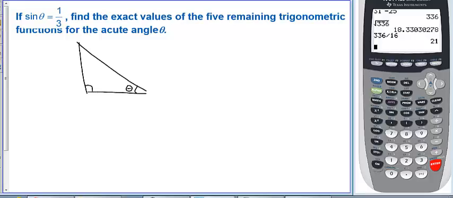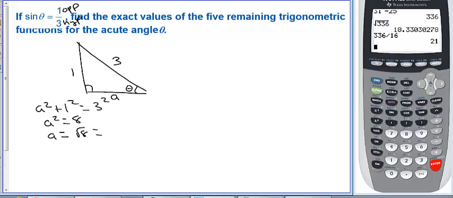So we know that this is opposite over hypotenuse with SOHCAHTOA, S-O-H. So opposite is 1, hypotenuse is 3. Now we need this adjacent side. So a squared plus 1 squared equals 3 squared, which is 9. So a squared is 9 minus 1, which is 8. So a is the square root of 8, which is 2 square root of 2. So this adjacent side is 2 square root of 2.